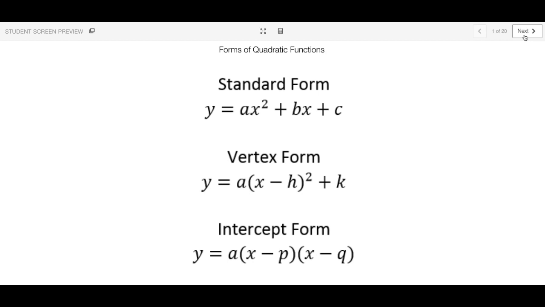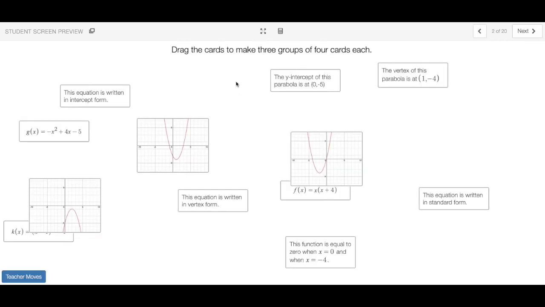I'm going to first show you what it is that you're going to see in Desmos when you get started with your card sort. This first screen is just a reminder of what the different forms are called. You're then going to spend about 3 or 4 minutes matching up these cards. You're going to make 3 groups of 4 cards each. Your teacher will then lead a brief discussion to make sure that you're clear on what each form can actually tell us about the graph.